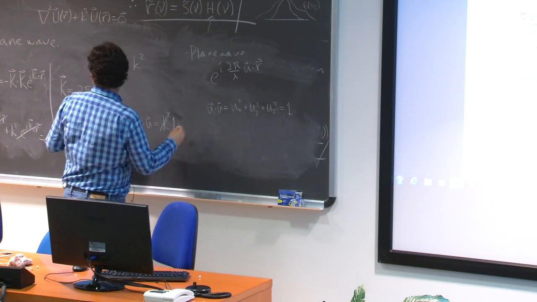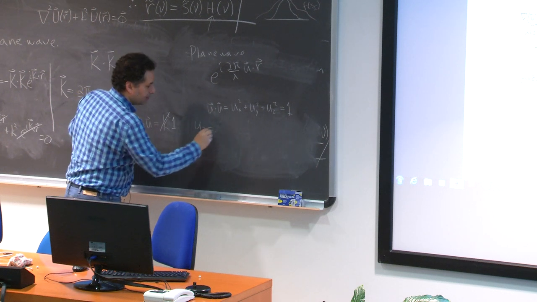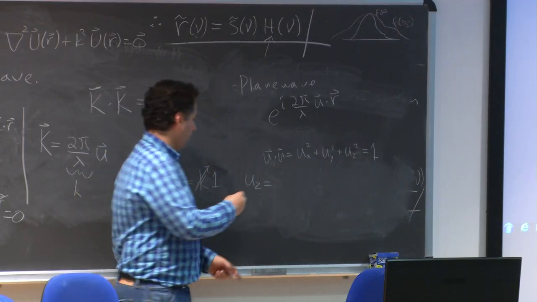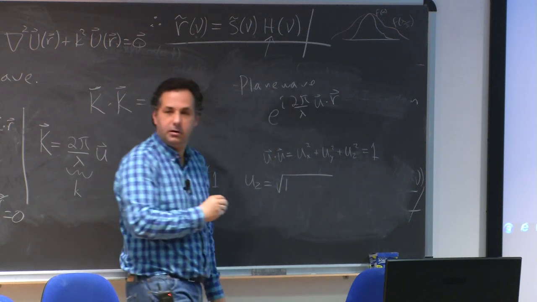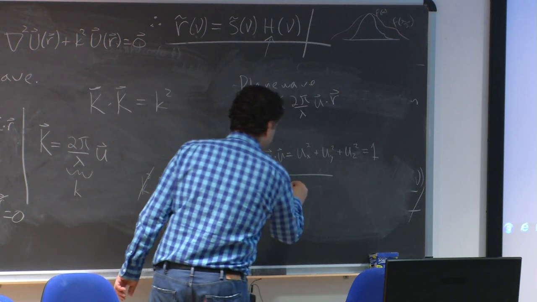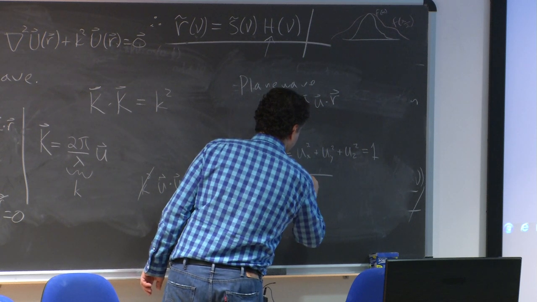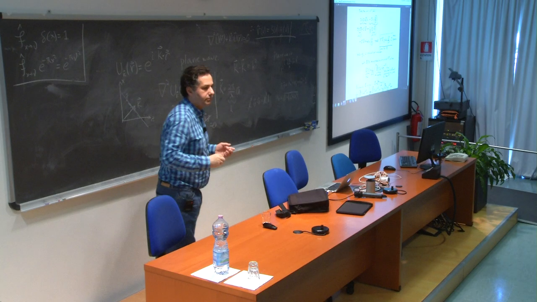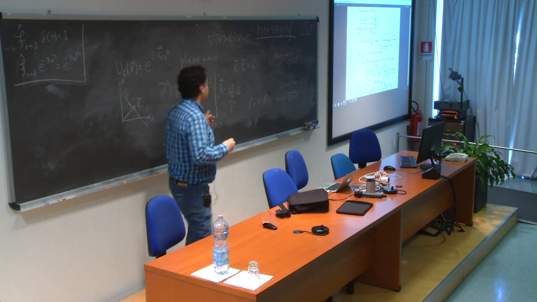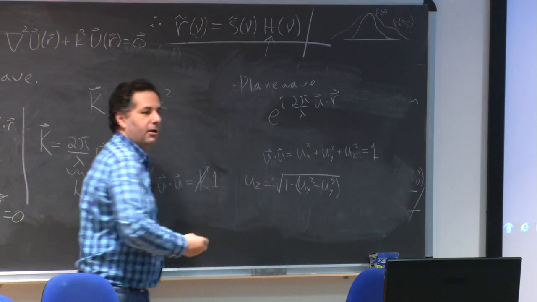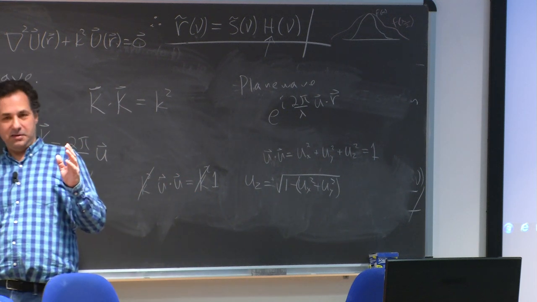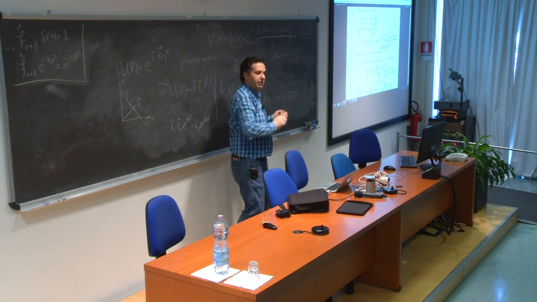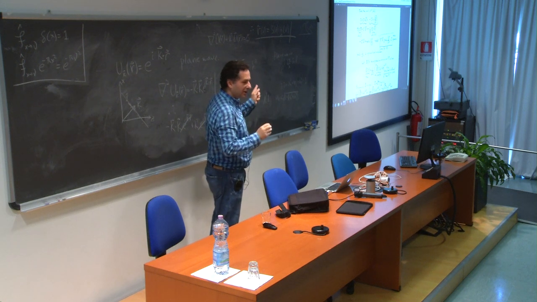So uz is given by what, if I solve this equation? The square root of 1 minus ux squared plus uy squared, let's say. And I have an uncertainty here, whether I use the plus or the minus result. The plus result is a wave that goes from left to right, and the other one is one that goes from right to left. I'm going to assume that all my light goes from left to right, so I always choose that one. But there's another catch here.